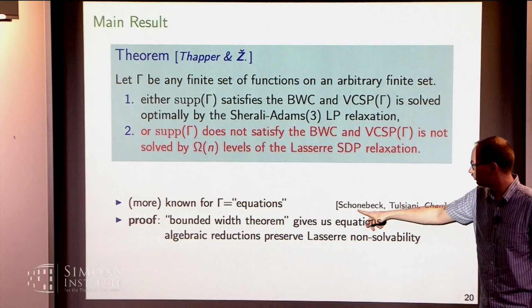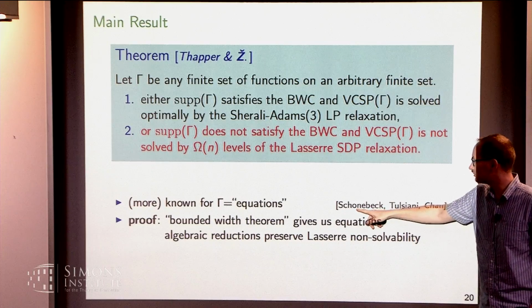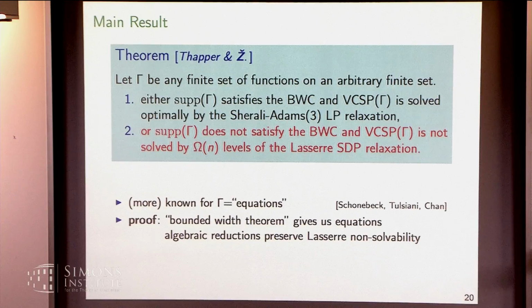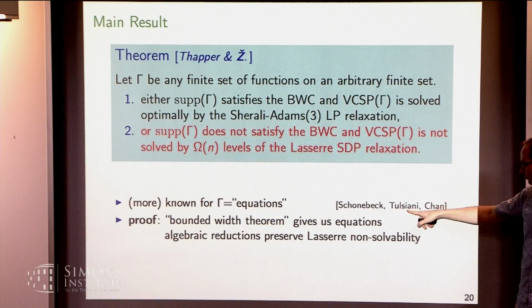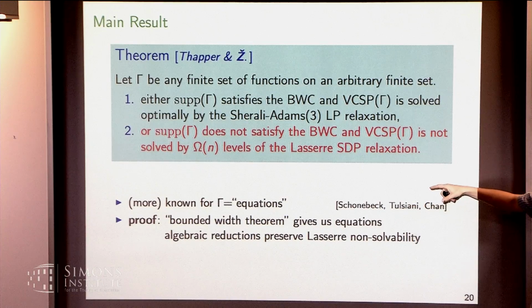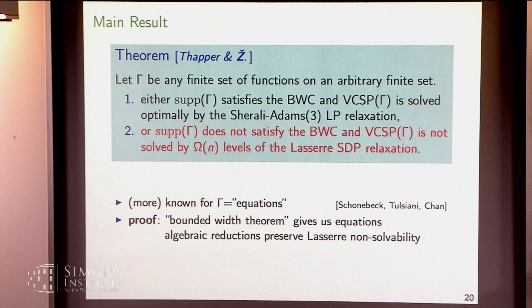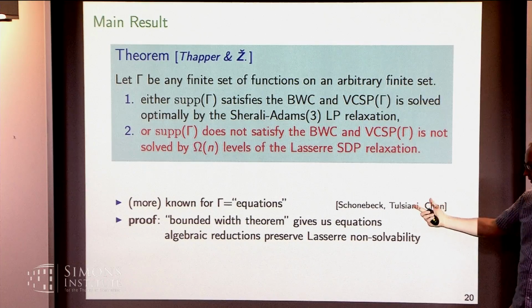It was done for the Boolean case by Schoenebeck in 2008. It was actually a rediscovery of an old result from proof complexity by Grigoriev. Then Tulsiani did it for equations over an abelian group of prime power order. And finally Chan, who was a student here in Berkeley, did it for all abelian groups. So this is the starting point. Someone's done this for us.